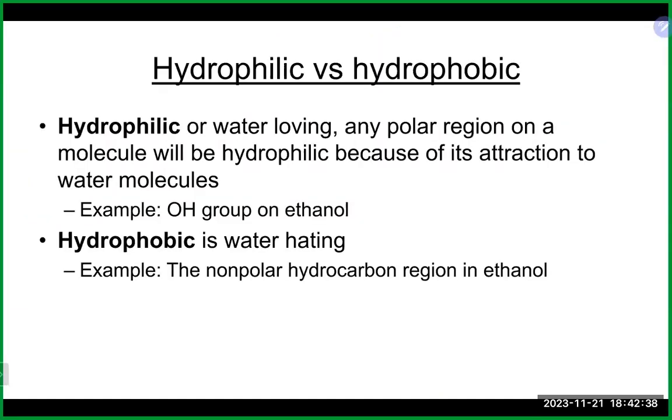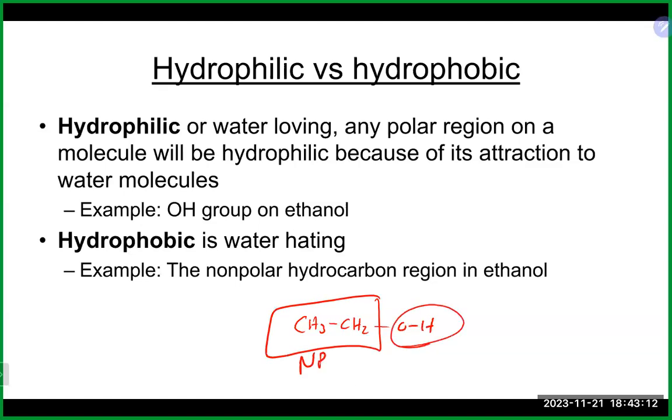That brings up the idea of hydrophilic and hydrophobic. Hydrophilic is a part of a molecule that really likes water. It's a water-loving part of the molecule, and that's going to be obviously any part of the molecule that's polar, like the OH group that we just saw there. Hydrophobic is the water-hating part of the molecule, and that's going to be the non-polar region. So in ethanol, this part is the non-polar hydrophobic part. That is our polar hydrophilic part that works really well with water.